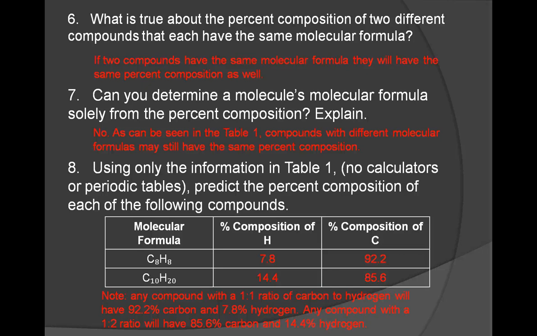Percent composition of H is 7.8. Percent composition of C is 92.2. C10H20: percent composition of H is 14.4, percent composition of C is 85.6. Note: any compound with a 1-to-1 ratio of carbon to hydrogen will have 92.2% carbon and 7.8% hydrogen. Any compound with a 1-to-2 ratio will have 85.6% carbon and 14.4% hydrogen.